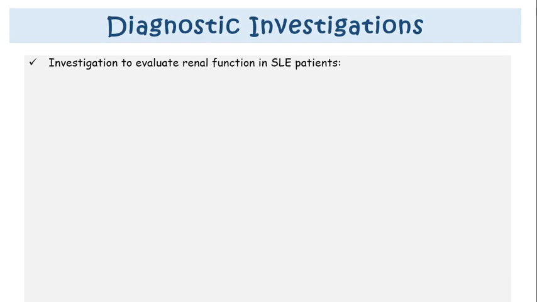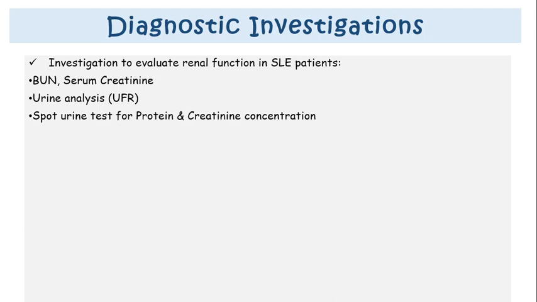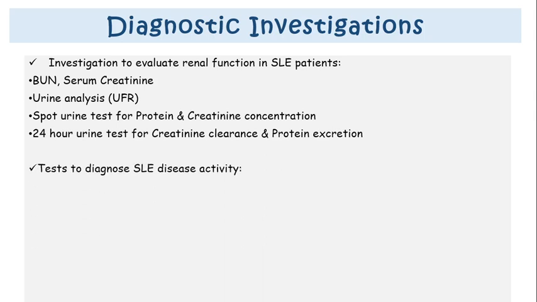So you have to investigate the renal functions in SLE patients by doing renal function tests like blood urea nitrogen and serum creatinine. Then you have to do a urine analysis, and at the same time you have to check spot tests for protein and creatinine. 24-hour urine sample for creatinine clearance and protein excretion.